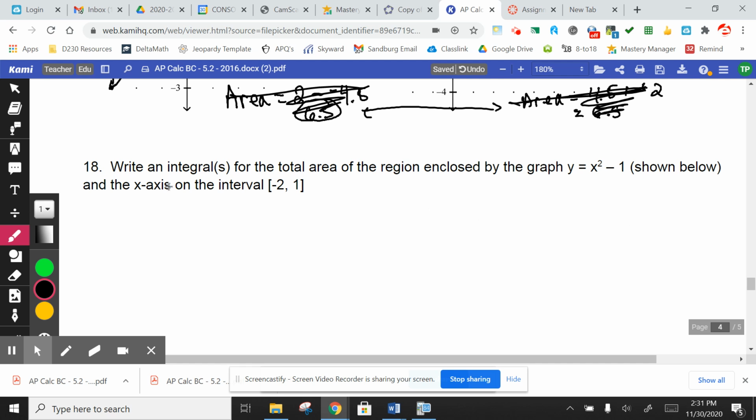Last one, number 18. I want you to write an integral or integrals. So that probably implies there's going to be more than one. That would give you now the total area. So now I do want you to find the area. So I don't want a value. I want you to find the total area of the region enclosed by this curve, which I show below on your paper. You can see it right now. It's on my next page. And we're going to do that area underneath this curve from -2 to +1.